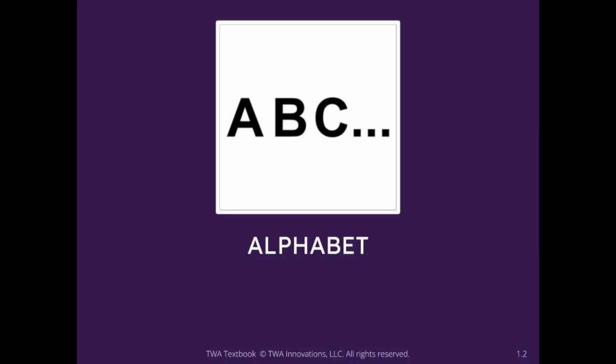Vocabulary number 4, alphabet letters. Alphabet is A, B, C, and then fingerspelling. A, B, C, spell. Alphabet.